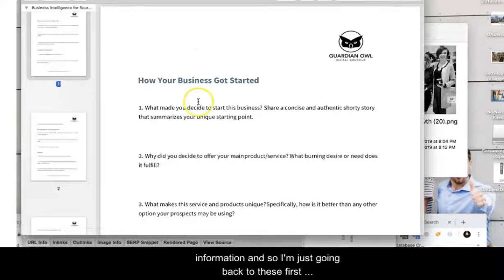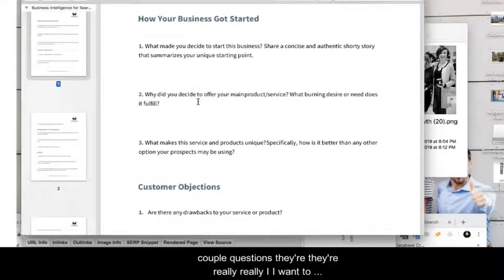Going back to these first couple of questions, I want to say they're easy, but put some time into it. For instance, why did you decide to offer your main product or service, and what was that need that it fulfilled? This is really, really important. When people research online, they want to know what your core values are. Brands fail when they stop interweaving their story and core values.